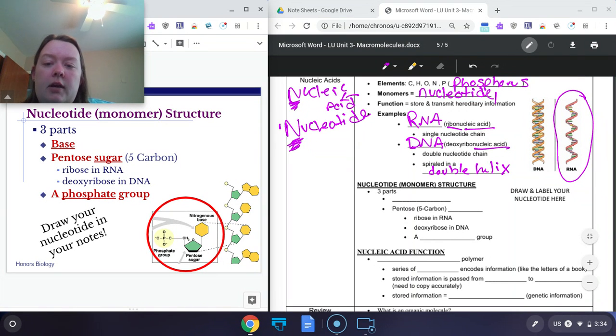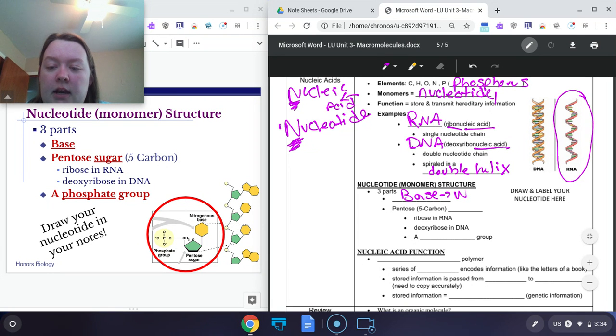So we set up here, nucleic acids are made up of nucleotides. Nucleotides have three parts. The first part is a base. It is a nitrogen base, meaning the base contains the element nitrogen. It has a pentose or a 5-carbon sugar. The sugar depends on the type of nucleic acid. DNA and RNA have different sugars. And it also includes a phosphate group.